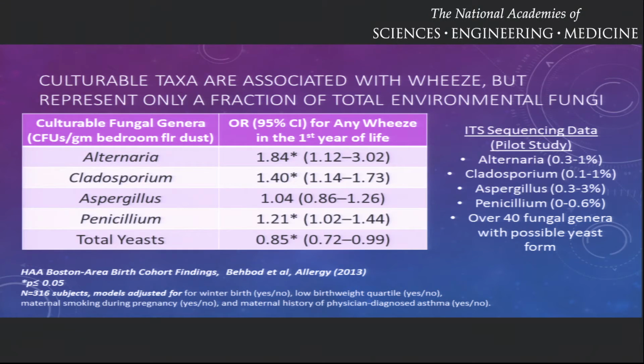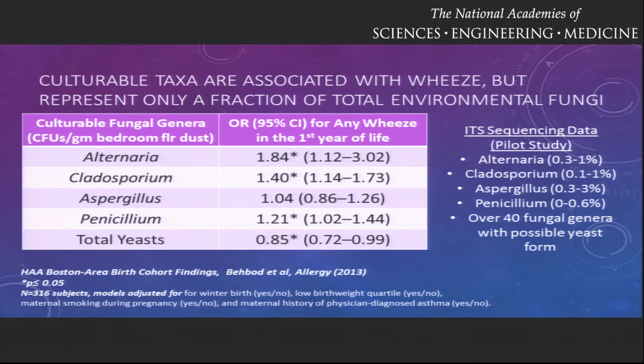But anyway, here's a table looking at the culturable fungal taxa that we found to be important with respect to any wheeze in the first year of life. A lot of these relationships carry through to later wheeze and asthma. So Alternaria, Cladosporium, and Penicillium were all associated with increased wheeze risk. But our goal is to eventually sequence all of these dust samples to identify other potentially allergenic fungi that might matter.